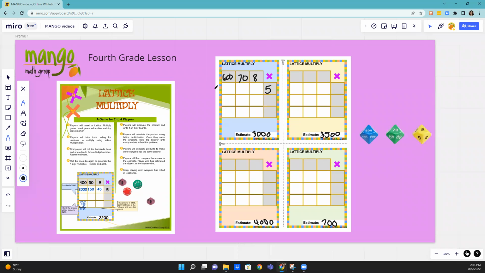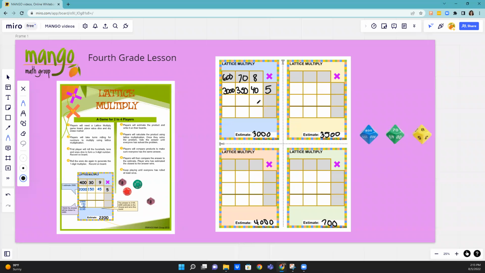And they're all going to be working on the same multiplication. They're then going to use this lattice system in order to multiply. So they're going to multiply the 5 times the 8 and get 40. They're going to multiply the 5 times the 70 and get 350. And then they're going to multiply the 5 times the 600 and get 3,000.